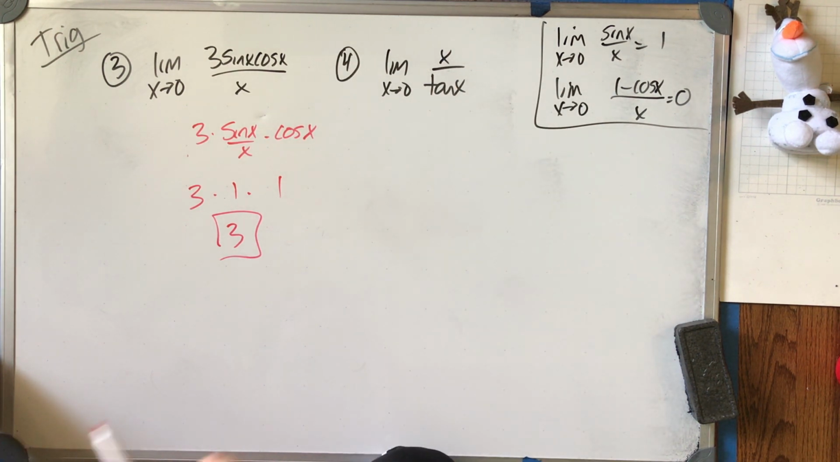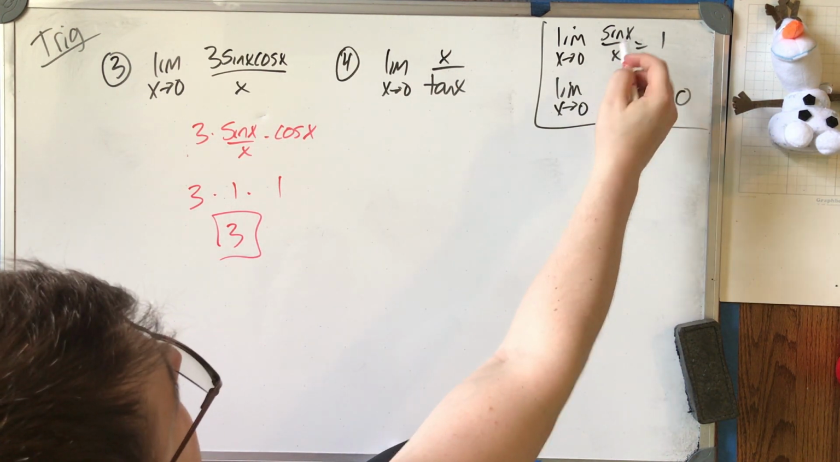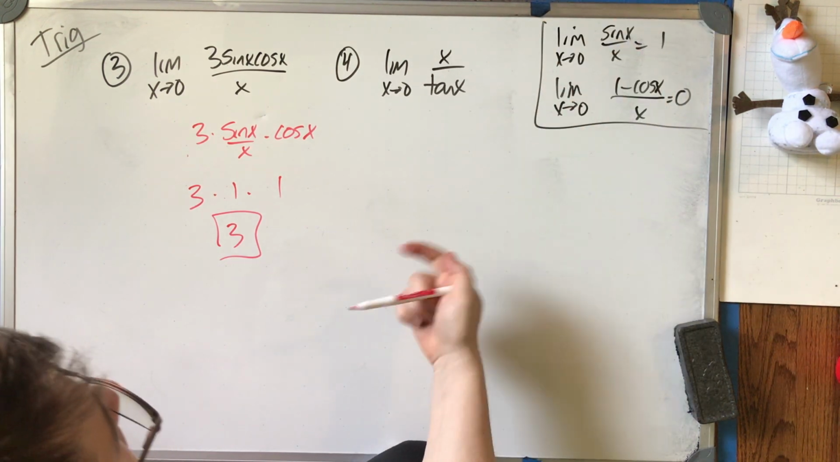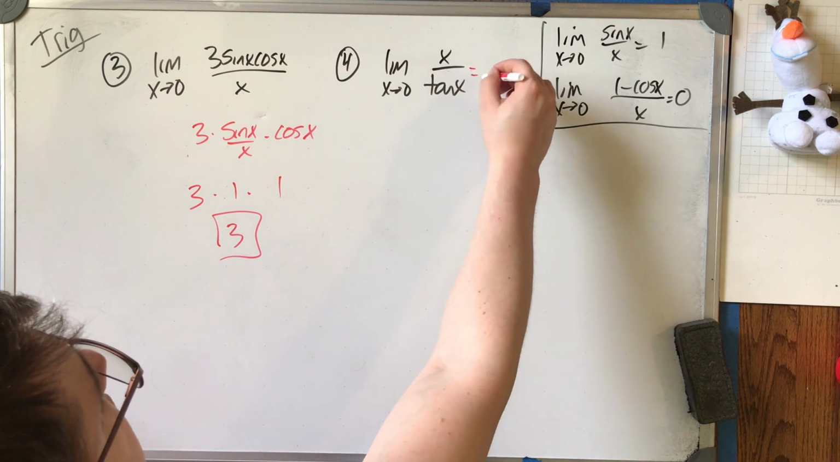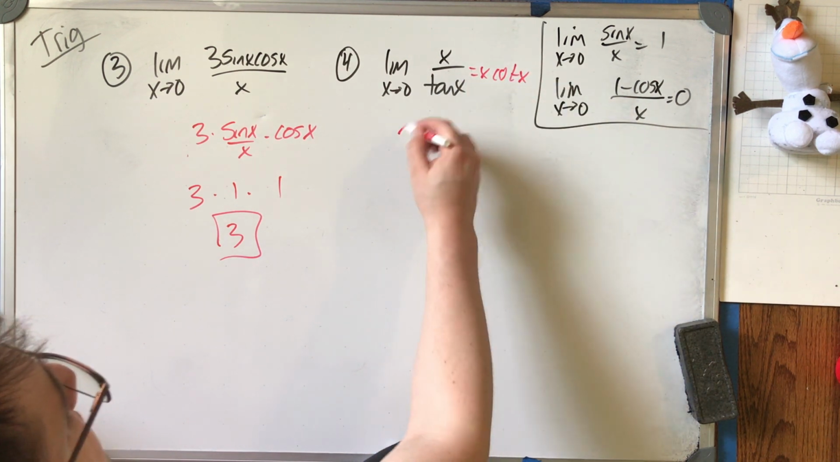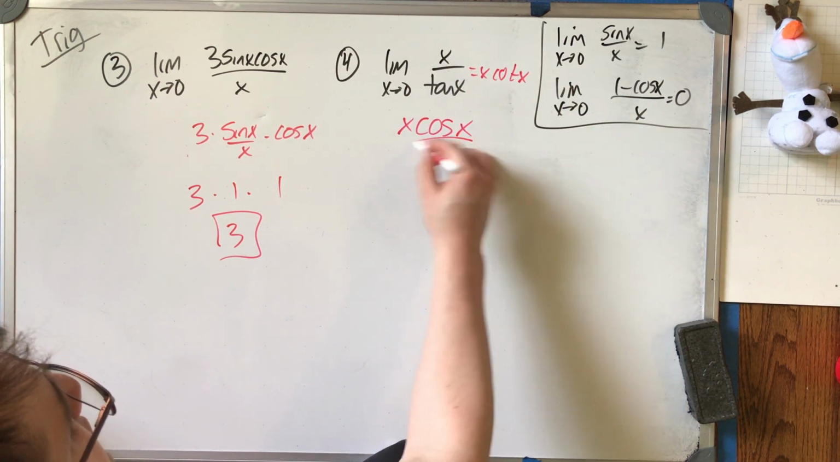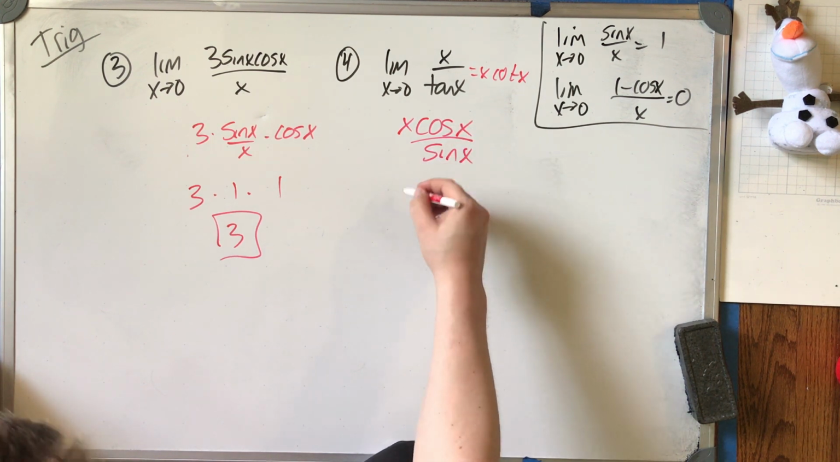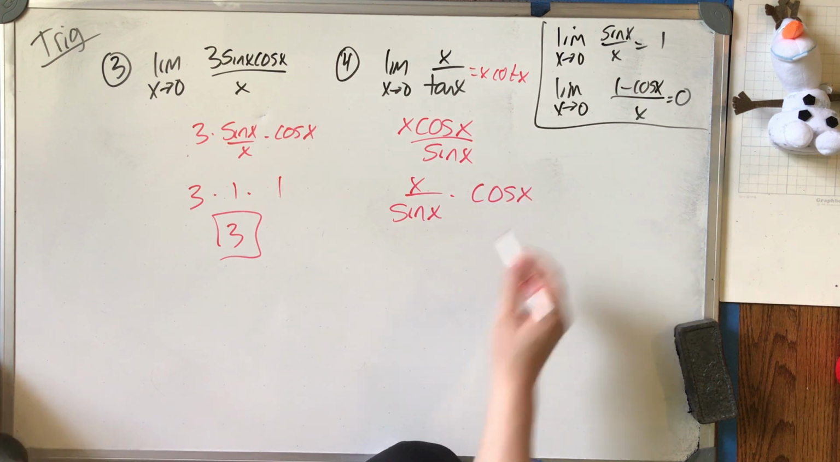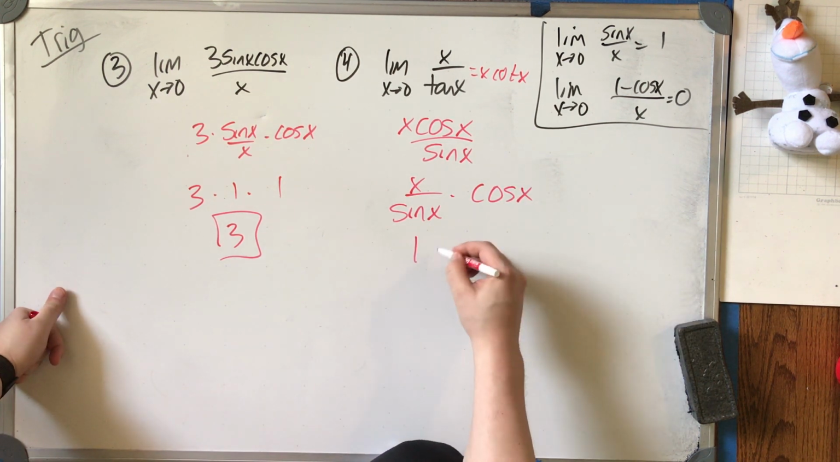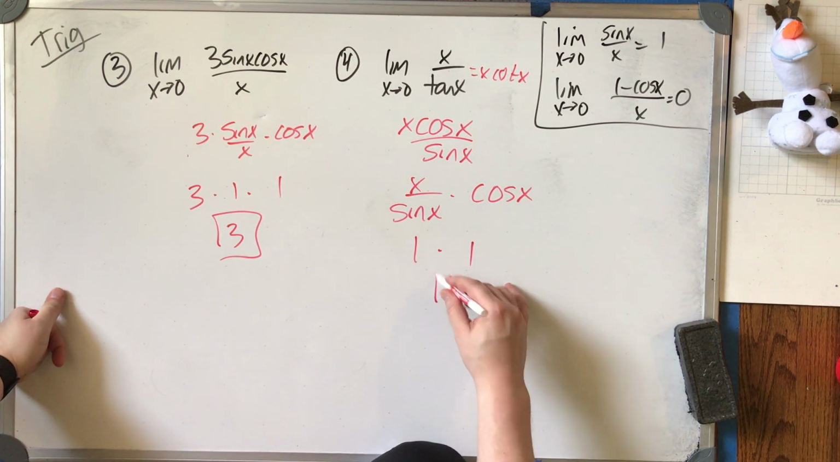For this one, I imagine we're going to be using the opposite of this guy, which basically is x over sine x equals 1. So let's try to rewrite this. A tangent on the bottom is really a cotangent on top, and a cotangent is really a cosine over a sine. So I'm going to separate this out as x over sine x times cosine x. Limit of x over sine x is going to equal 1. Cosine of 0 is 1, so this is going to equal 1.